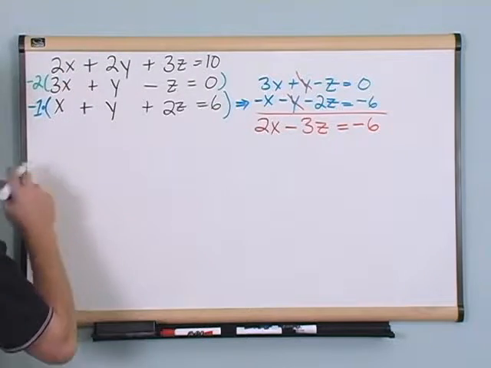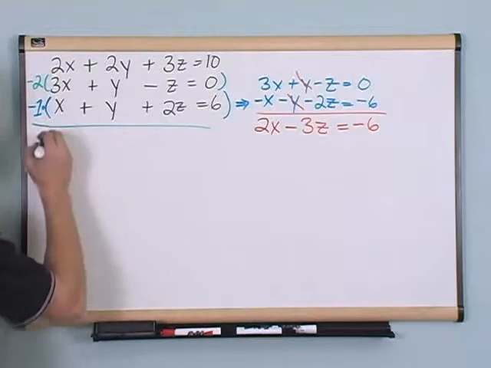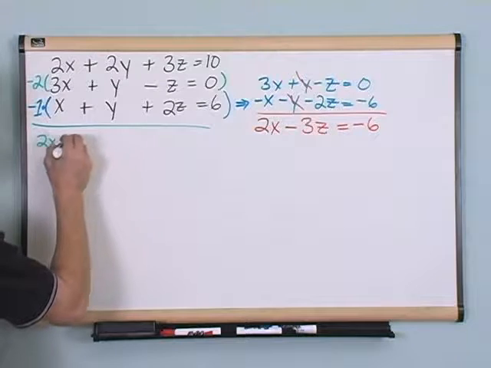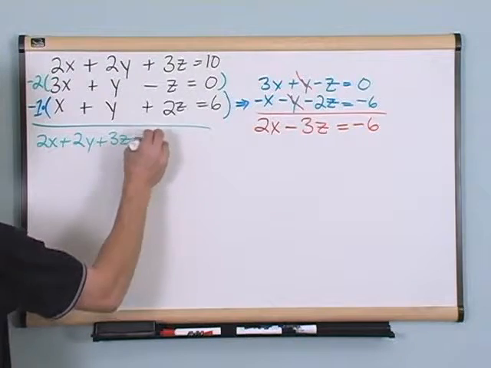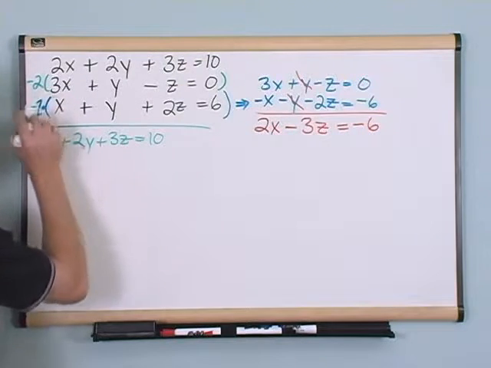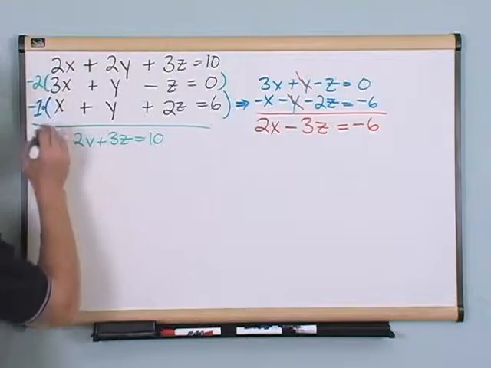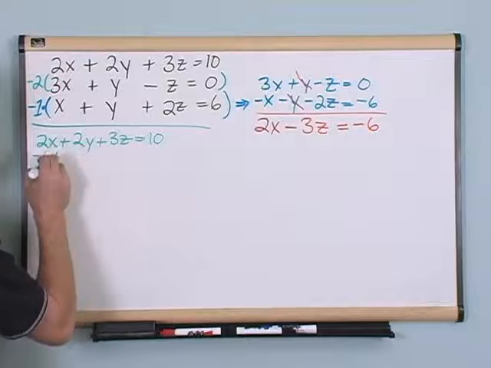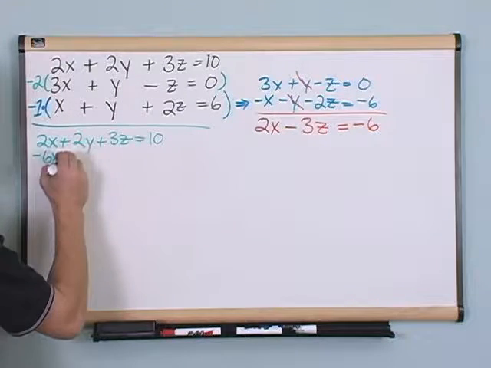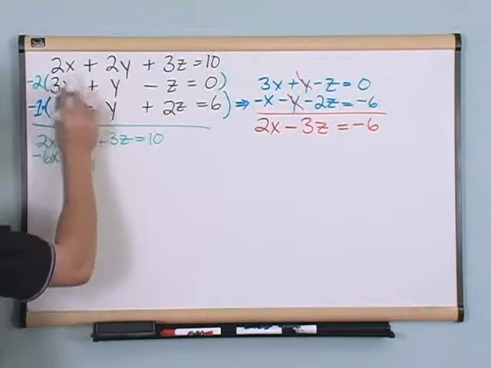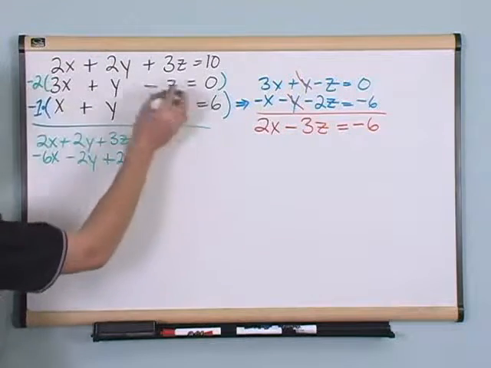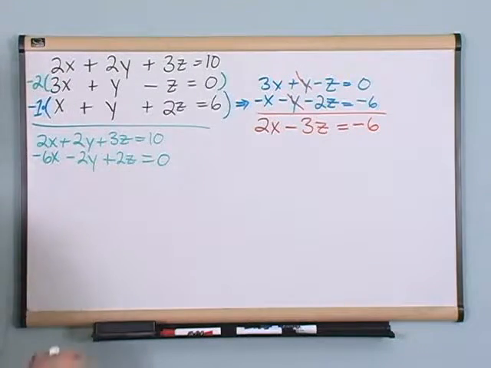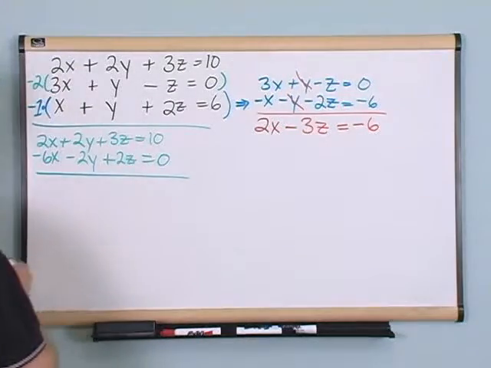First, I'm going to write down the top equation again. 2x plus 2y plus 3z equals 10. And then I'm going to write this one down with the multiplication. -2 times 3 is -6x. -2 times y is -2y. -2 times -z is +2z. And then -2 times 0 is just 0. And again, I can add these two together.